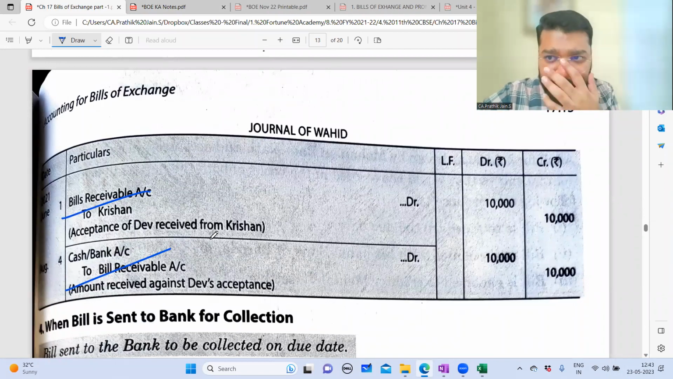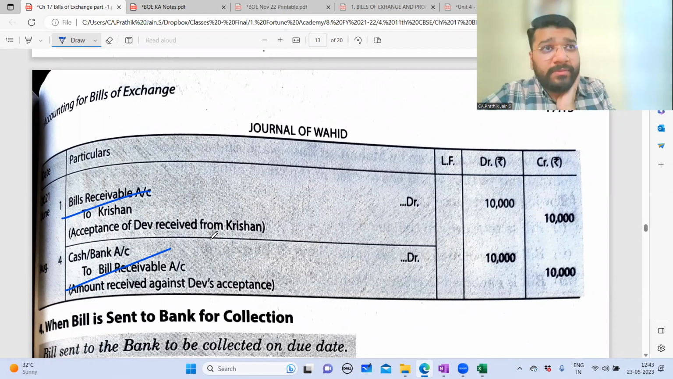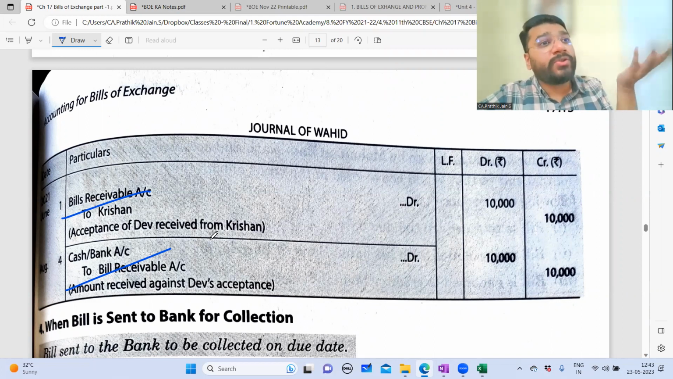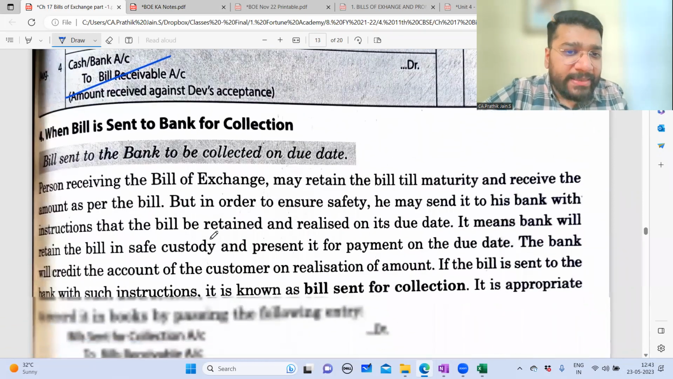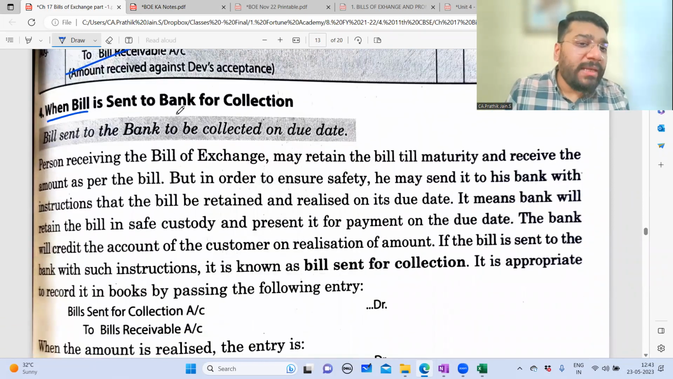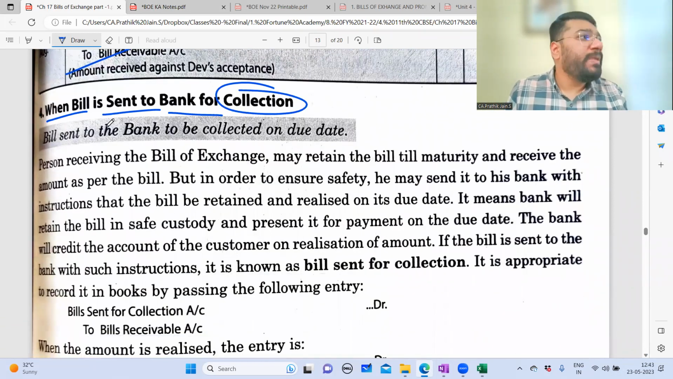Online people, any problem with the 3 cases that we discussed so far? No, sir. The first case is bill held till date of maturity. The second case is bill discounted with bank. The third case is bill endorsed to the creditor or a third party. Now the 4th and last case that we are discussing is when the bill is sent to the bank for collection.